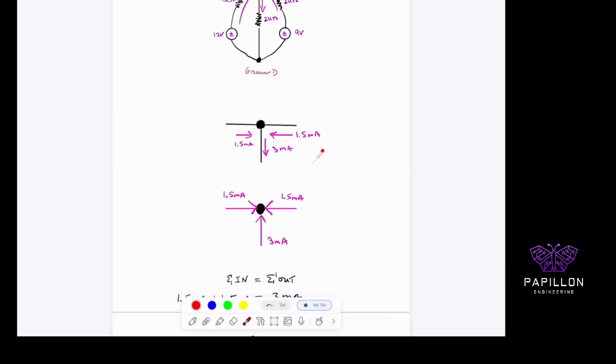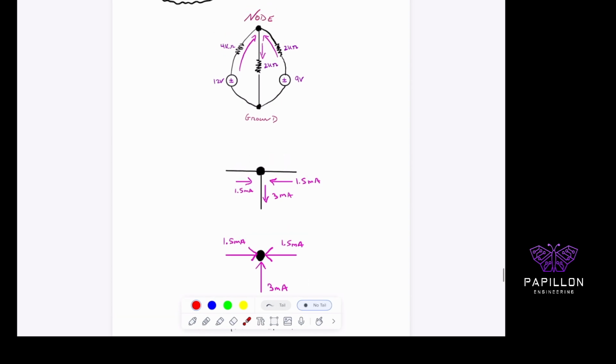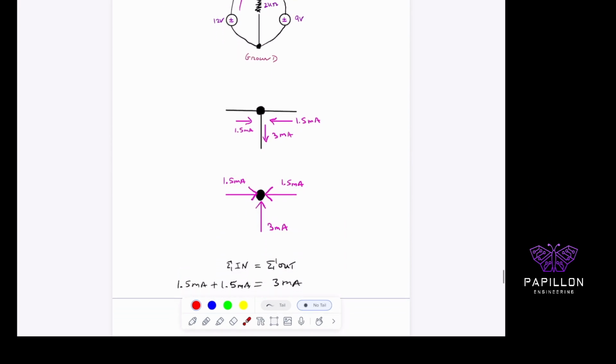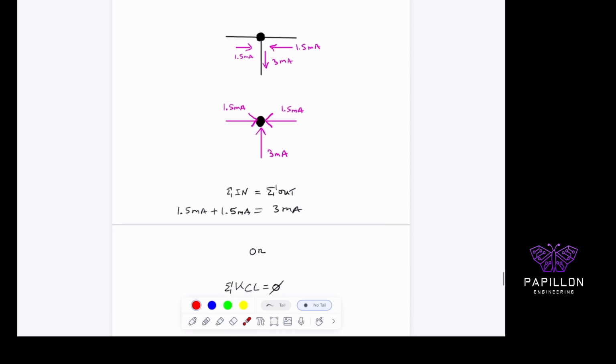And this is how it looks current-wise by focusing only on this node. I like to draw it in this form because it makes a lot more sense to me. I'm evaluating this node over here, the node over here, and in this form, this drawing of it makes the most sense. This is how I draw it. And from another standpoint, KCL can also be explained as the sum of the currents entering equals the sum of the currents leaving. So the sum of the ins equals the sum of the outs.